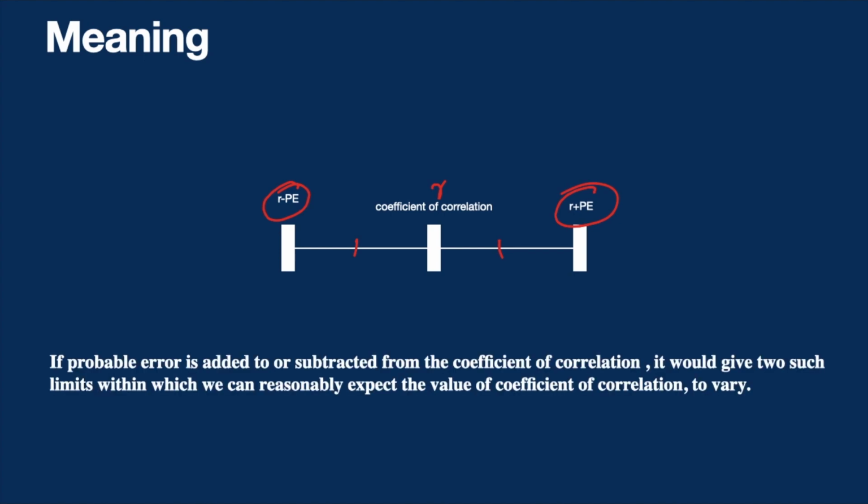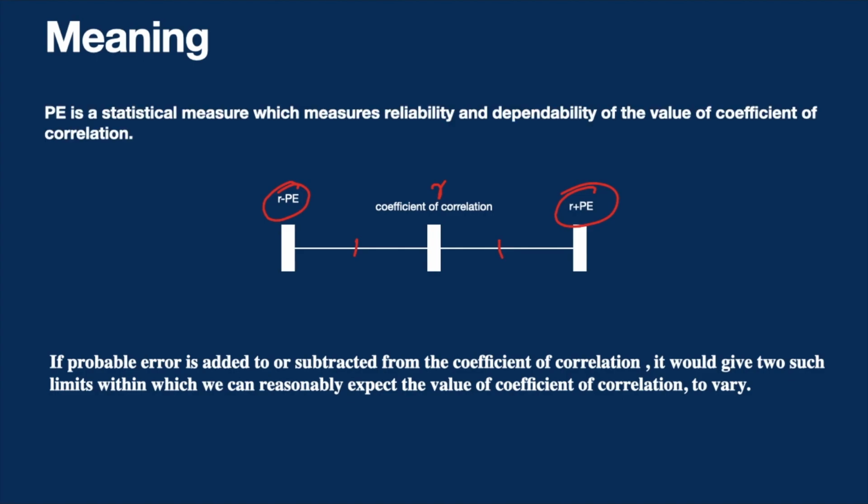So if probable error is added to or subtracted from the coefficient of correlation, it would give us two such limits within which we can reasonably expect the value of the coefficient of correlation to vary. Right. So we could finally say PE, or probable error, is a statistical measure which measures the reliability and dependability of the value of the coefficient of correlation. Now we'll see how it is done. So how can we say the correlation is reliable or dependable? For that, how could we calculate probable error?